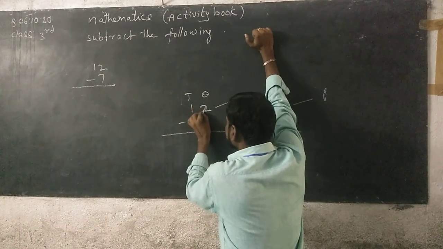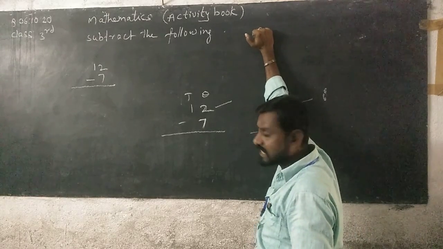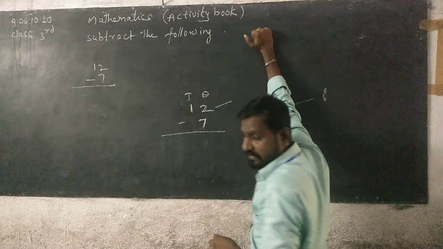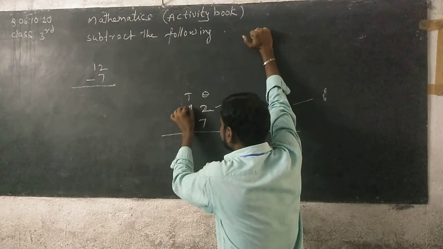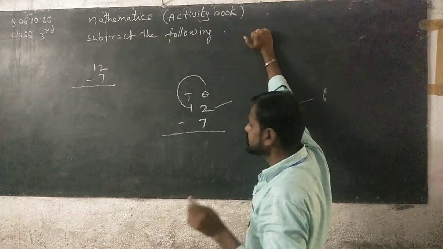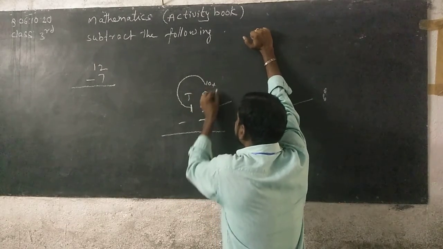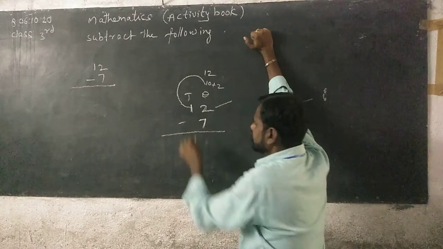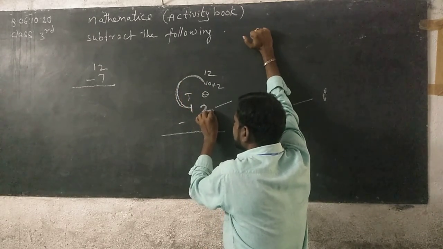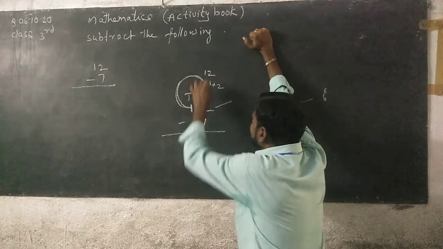But here, 2 is less than 7. 2 is less than 7. Actually what we have to do is take a borrow from 1. 1 is in the tens place. So 1, being in the tens place, can give a borrow to 2. How much does it give? It gives 10, and 2 is added to it. What do we get? 12, beta. So 1 is lending 10 to 2. Now 2 is added to 10, you get 12. So now 12 minus 7.